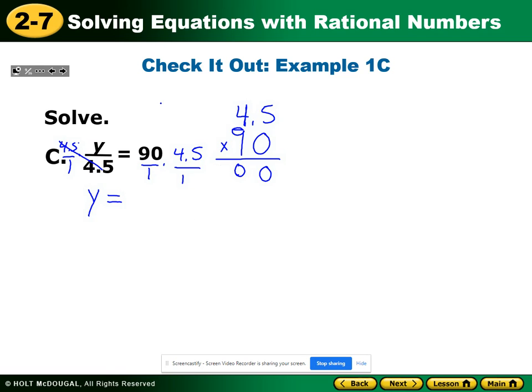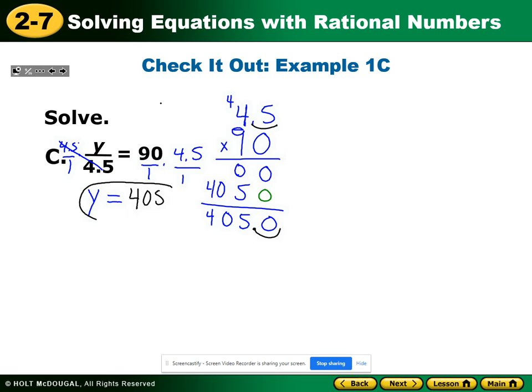I'd really prefer to use my shortcut. Placeholder here. Then 9 times 5 is 45. 9 times 4 is 36, plus 4 is 40. 0, 5, 0, 4. 4,050. Hold it. I forgot something very important. One number right of the decimal up there. Move it 1. 405 is our answer.